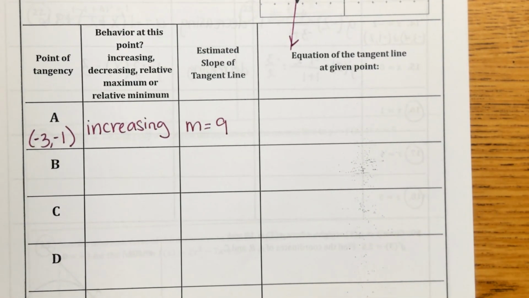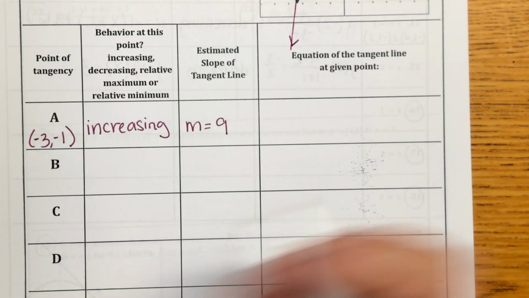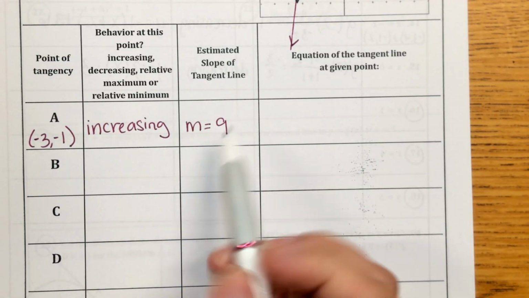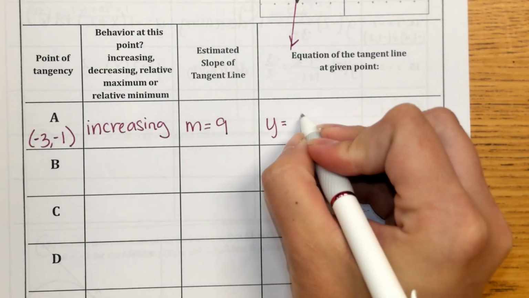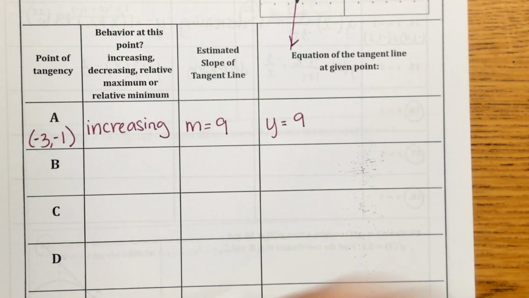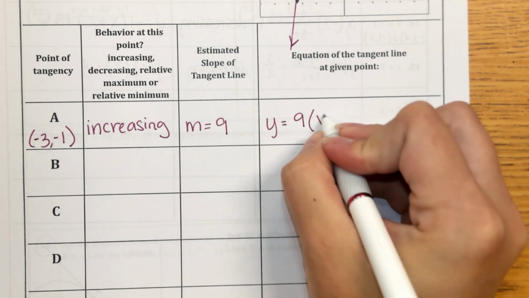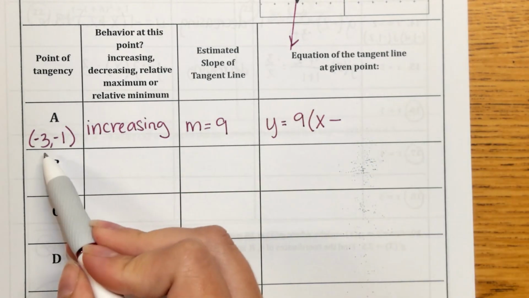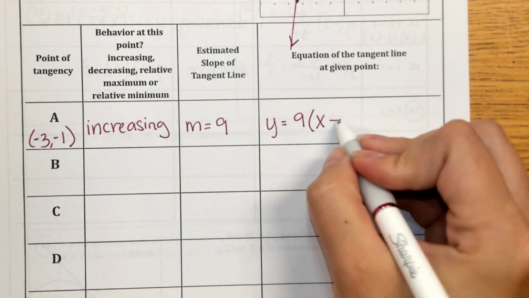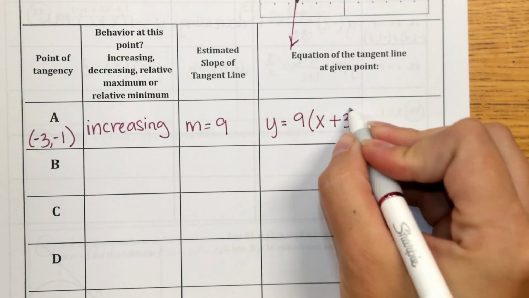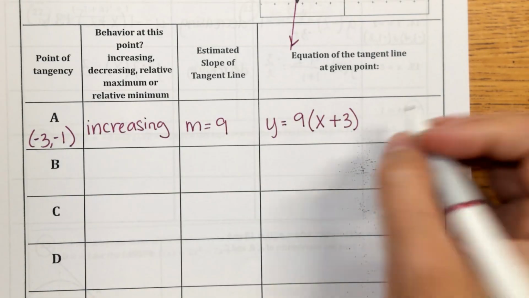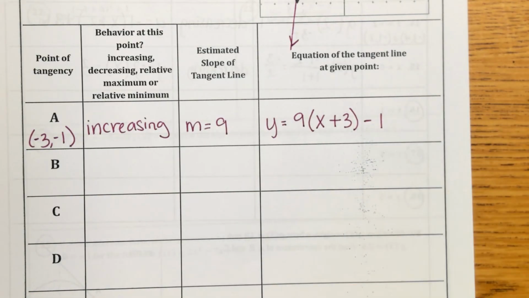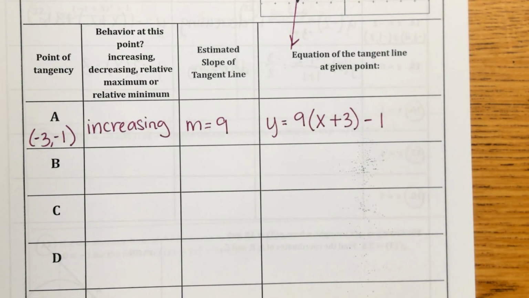And then it wants us to write our equation in point slope form. So we have a point, we have our slope, so we're going to do y is equal to our value for our slope, which is 9, times x minus our x value, that's a -3, so this becomes x plus 3, and then plus y, and we have a -1. So there's our equation for the line.